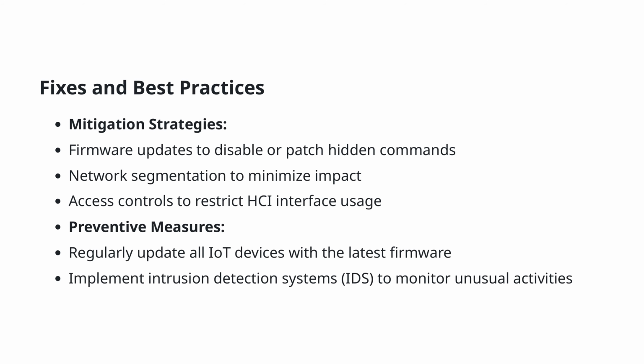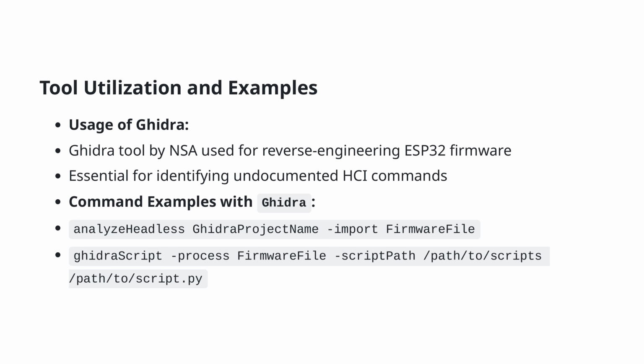In this slide, we're focusing on the practical application of tools to address security concerns related to undocumented HCI commands, particularly for systems using ESP32 chips. Here, the emphasis is on utilizing Ghidra, a reverse engineering tool developed by the NSA, which is pivotal for dissecting ESP32 firmware. Ghidra helps in uncovering undocumented commands that might pose security risks.